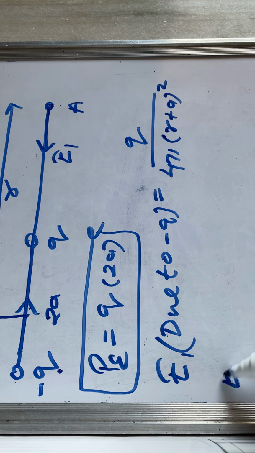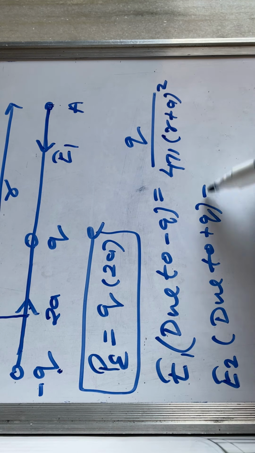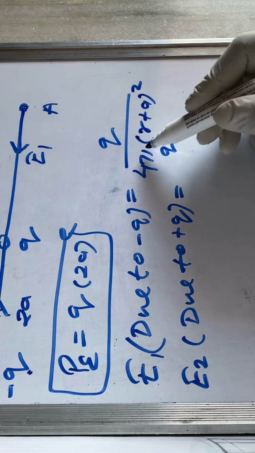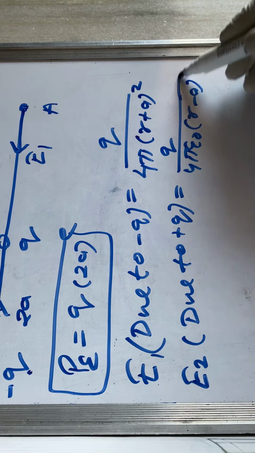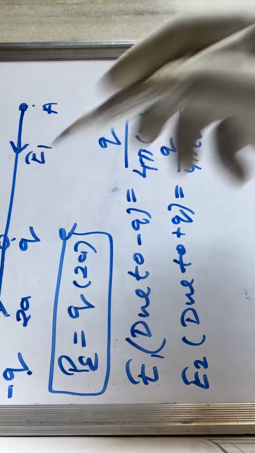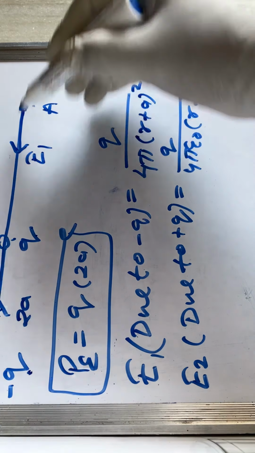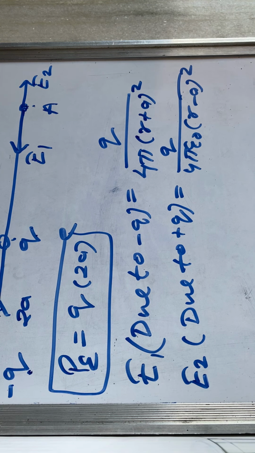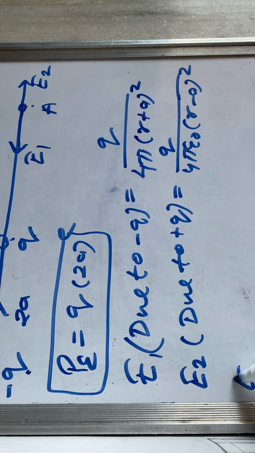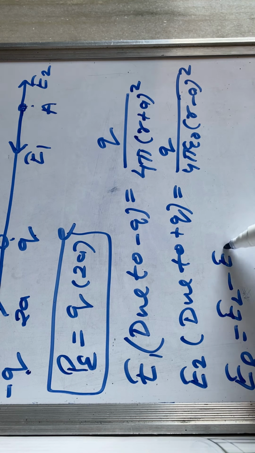The same way we can find E2. This is due to charge plus q, and it will be q upon 4 pi epsilon naught (r minus a) whole square, because the distance from this point to this point will be r minus a. If you place a test charge here, because of the plus q charge, it will be repelled. This is E2. Now, what will be the resultant electric field? You can see E2 is more, so it will be E2 minus E1.